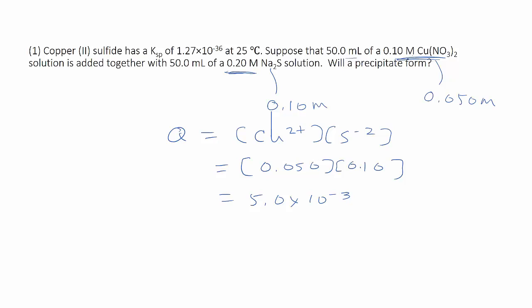Now, as we always do, we're going to come back and compare Q to K. And here we see that Q is much, much larger than K. Of course, I'm talking about the KSP value. The KSP value is around 1 times 10 to the minus 36, and we're at 5 times 10 to the minus 3. So here Q is way larger than K, so yes, the precipitate will form, and we've been able to show it.